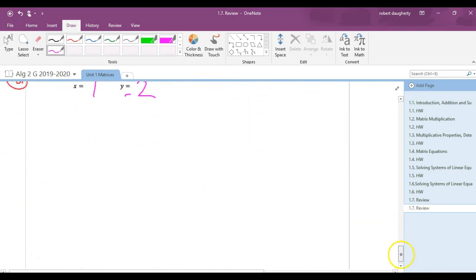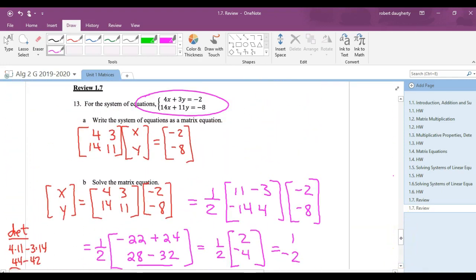So that should be it for what you need to do for the review. Again, don't approach this like I only did the review, but it's everything. But this review is a good representation. If there's anything you struggled with in this review, go back to the homework for that section, okay? Alrighty, take care.